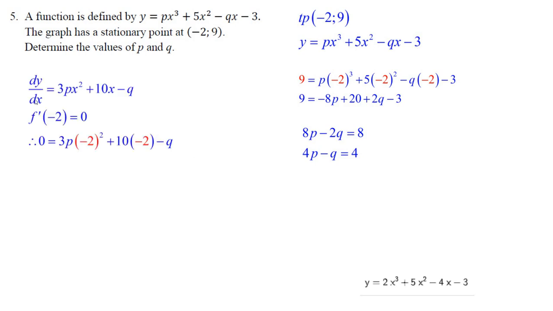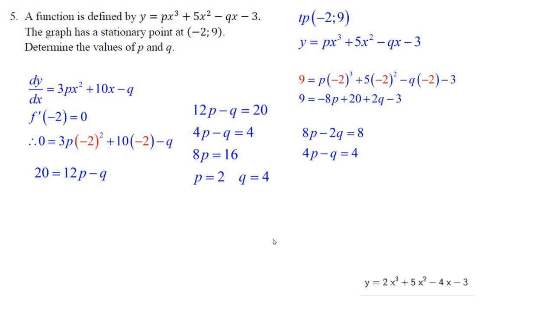Let's find the derivative of this function. Well, it's the whole derivative thing, 3 times p, and bring that down, 1x squared. 2 times 5 is 10x. 1 times minus q is minus q. There's the derivative. But at -2, we know the derivative is 0, so we can put a 0 there. And then put in -2, we're going to get a new function. There's 12p, that's -20, so we can add 20 minus q. There's our other equation.